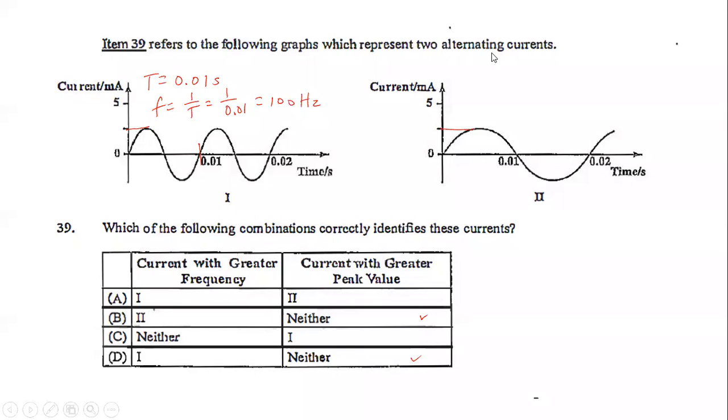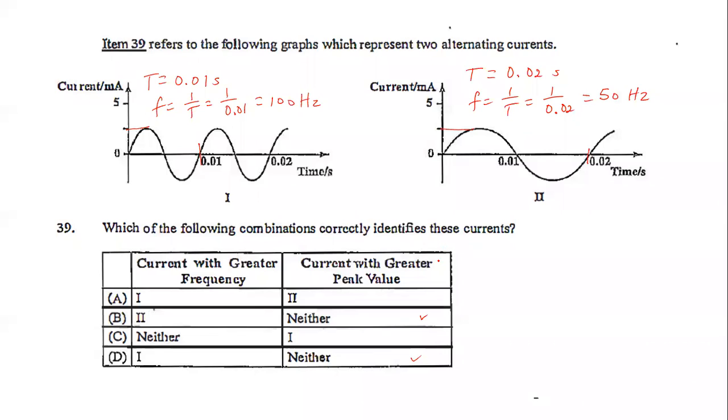Likewise, working out the frequency here, we have that period is equal to, here is the time taken for one wave, so that is 0.02 seconds. Frequency is equal to 1 over the period, which is equal to 1 over 0.02, which is equal to 50 hertz.